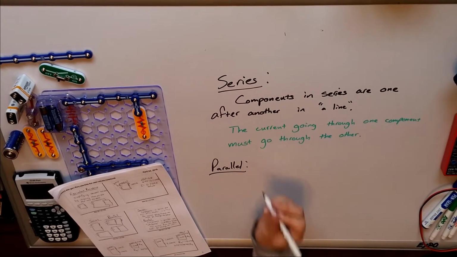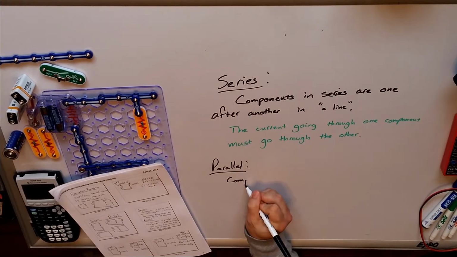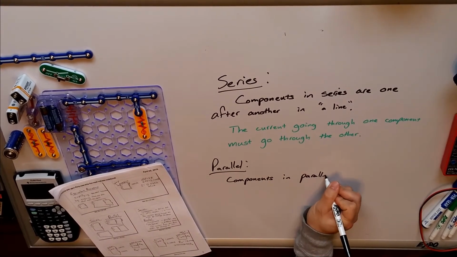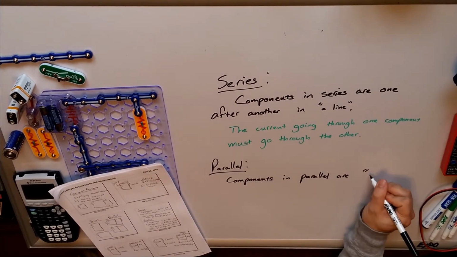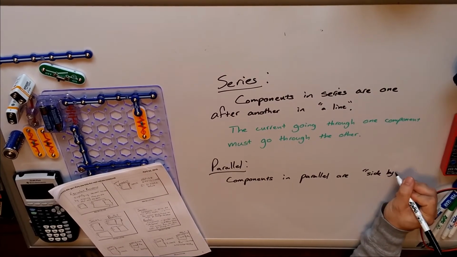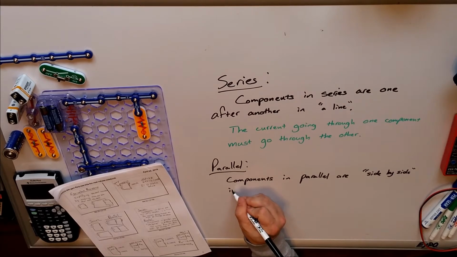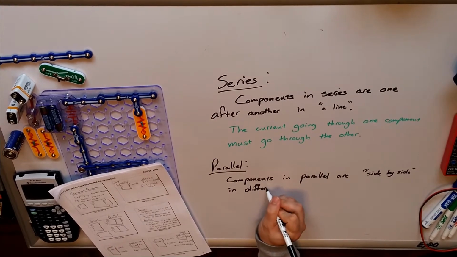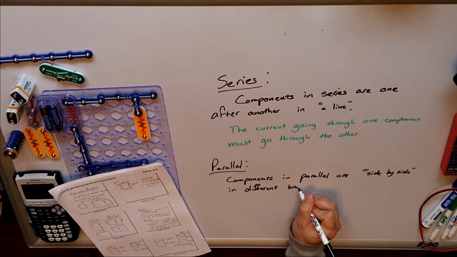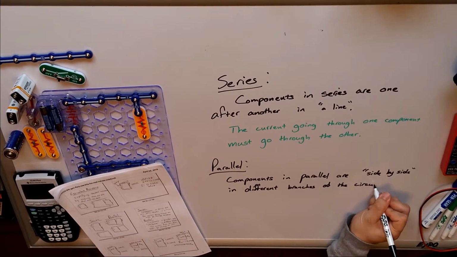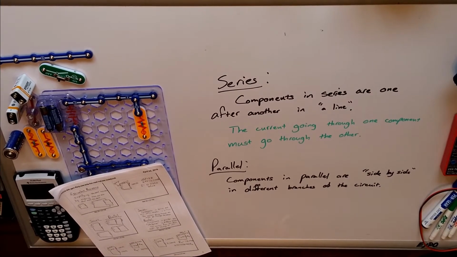Parallel has the following. Components in parallel are side by side. Now I'm going to put that in parentheses because, as we saw just a moment ago, they do not have to literally be right next to each other. But it's one thing that you can kind of keep an eye out for that may lead you to the right conclusion. In different branches of the circuit, they're kind of a two different path option.